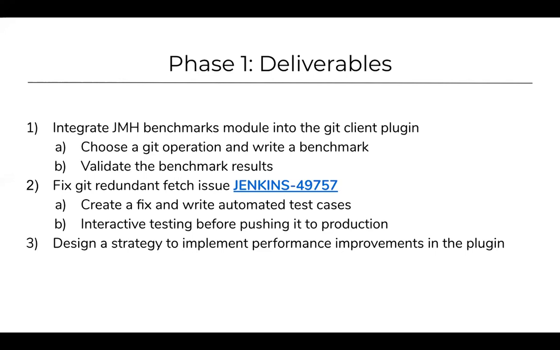The second deliverable was to fix an existing performance issue inside the Git plugin. The issue is that we call Git fetch twice while we are checking out a repository. So we had to fix that. The third was to possibly design a strategy to implement the improvements we are going to find from the benchmarking inside the plugin.